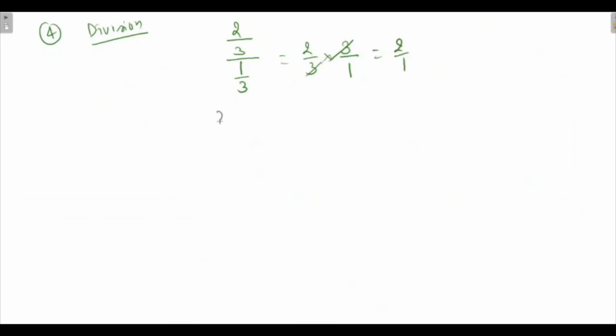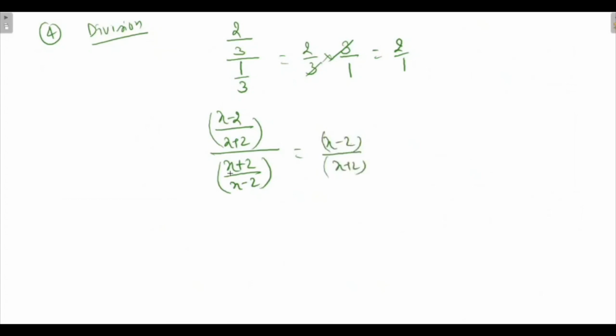Say you've got x minus 2 divided by x plus 2, and you will divide it by, say, x plus 2 divided by x minus 2, for example. Then when you are resolving it, you will put this as x minus 2 over x plus 2. Then this will be flipping upside down. Basically, this will become x minus 2 divided by x plus 2. And what you will be left with here is x minus 2 whole square divided by x plus 2 whole square as well.